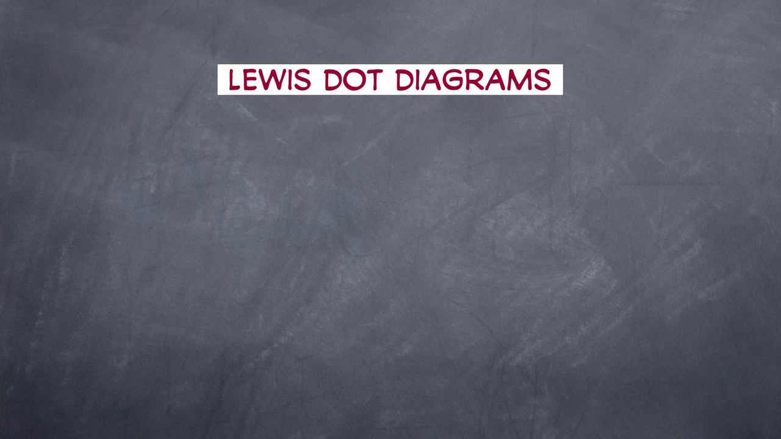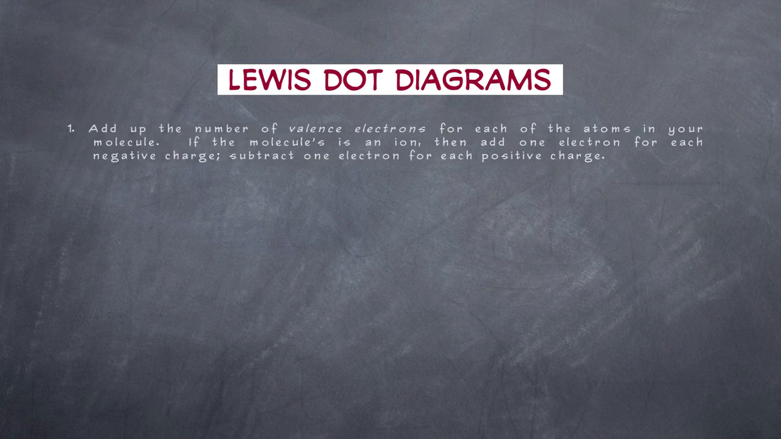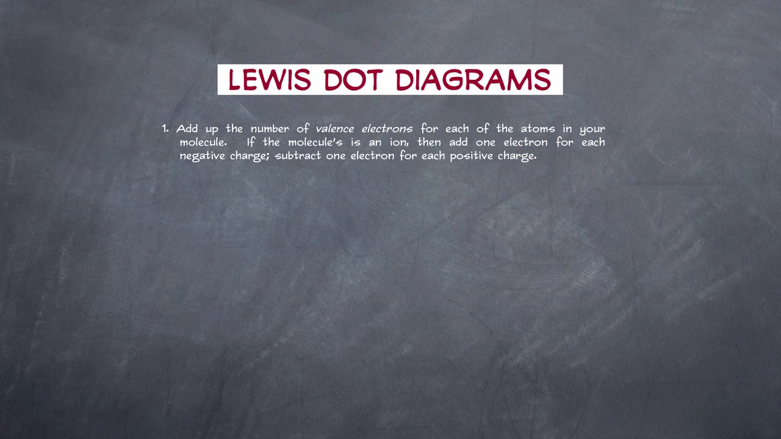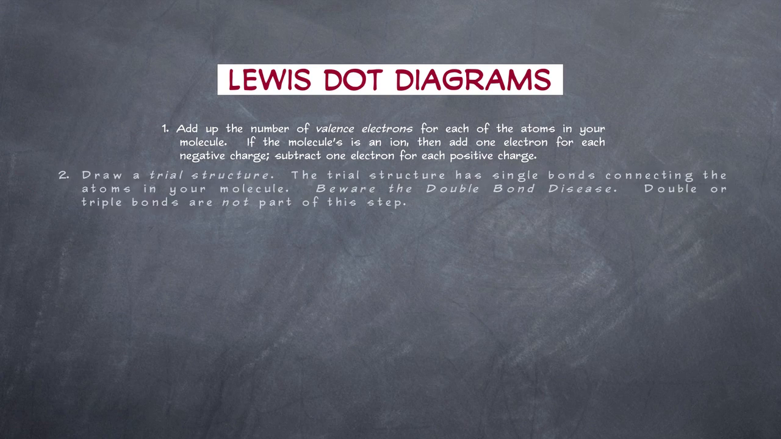Now, to draw Lewis dot diagrams, you need to follow these 5 steps. And the first thing you want to do is add up the number of valence electrons for each of the atoms in your molecule. If the molecule is an ion, then add 1 electron for each negative charge, but subtract 1 electron for each positive charge.